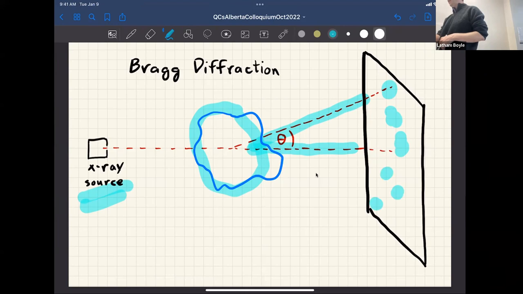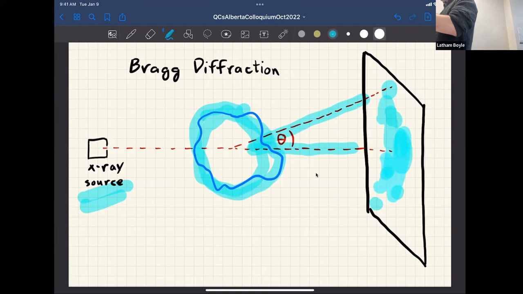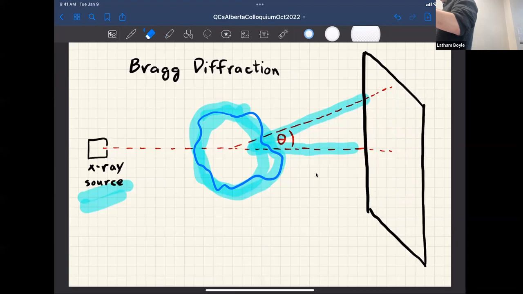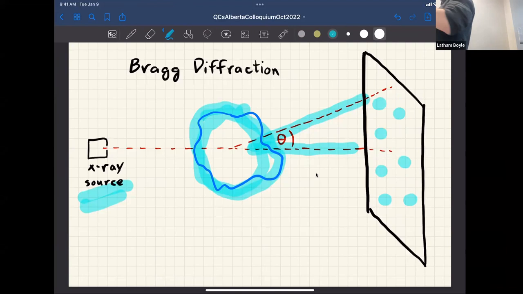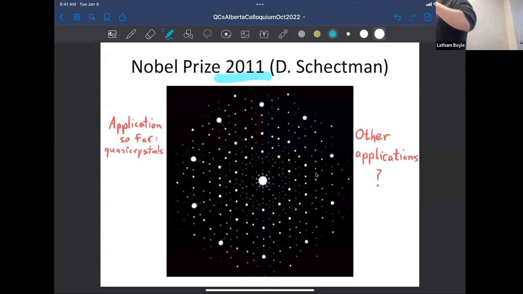the hunk of matter. And if this hunk of matter is a gas or a liquid or some amorphous thing with no particular order to the atoms, I'll just get kind of a cloud here. I won't have any particular structure. But if it's a crystal, I'll find that instead, the screen ends up being mostly dark, except for certain very bright spots because of this phenomenon of Bragg diffraction, and those are called Bragg diffraction peaks. Okay, and so the 2011 Nobel Prize was awarded for this discovery of a diffraction pattern like this.